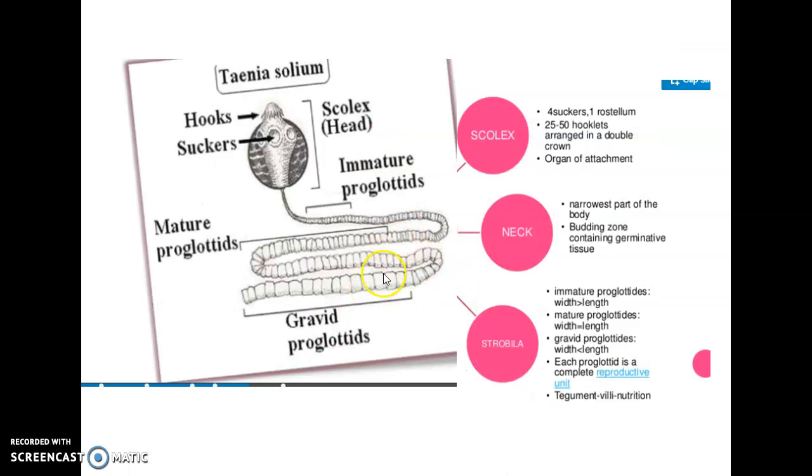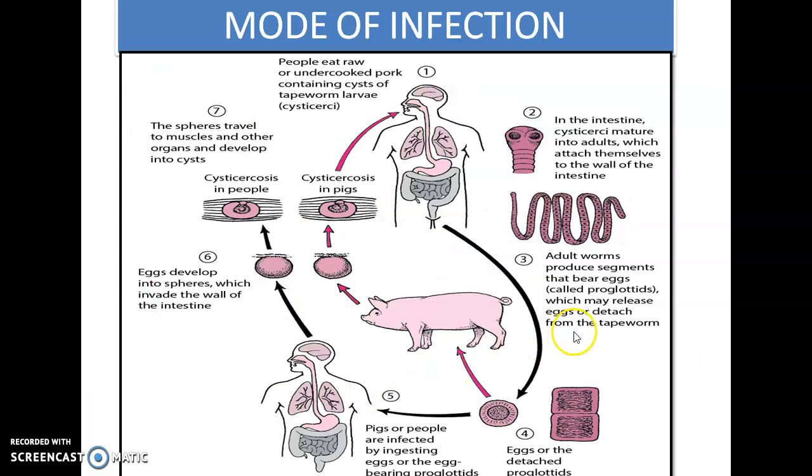This region is mainly concerned with reproduction. Whenever it enters the body of human beings, by using this structure, it will attach to the intestinal wall. Then it will begin to produce this reproductive structure that is called the proglottid. And this proglottid will contain eggs.